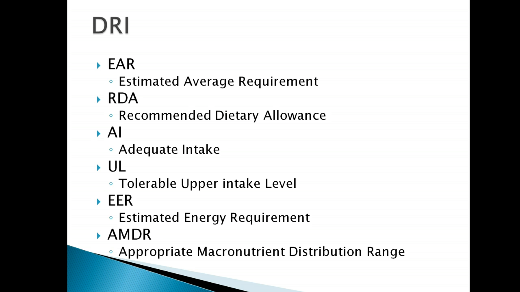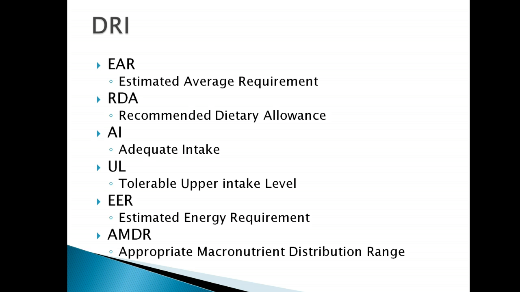Another thing that's important to know is the estimated energy requirement. This is how much energy, or how many calories, every day someone should have, right? Because calories means energy. When we're talking about calories, we're talking about food energy. So that's what an EER is.